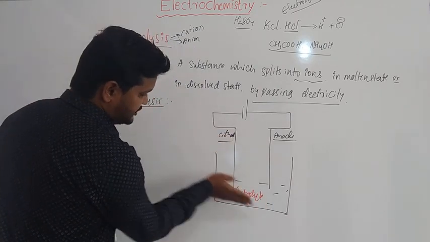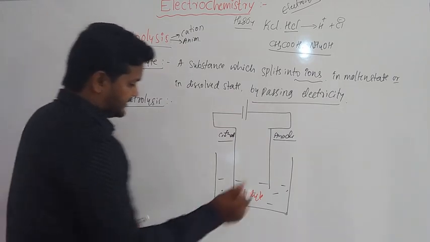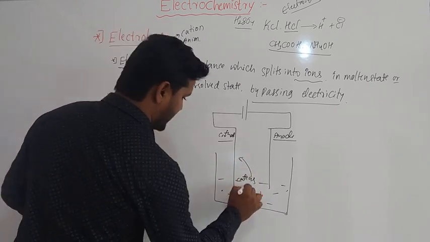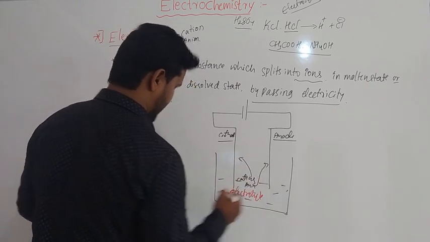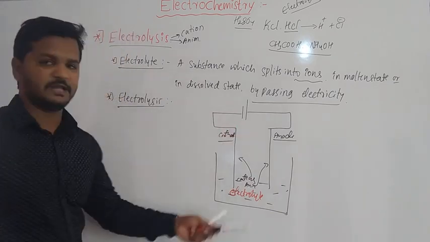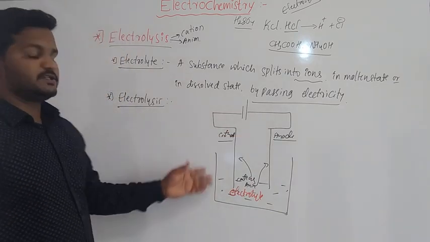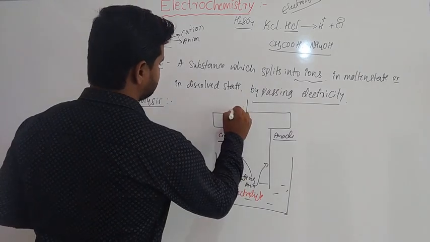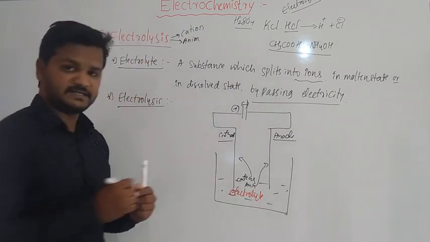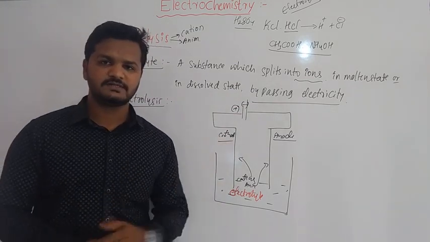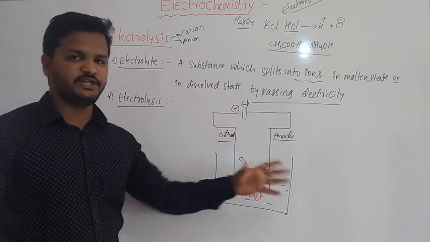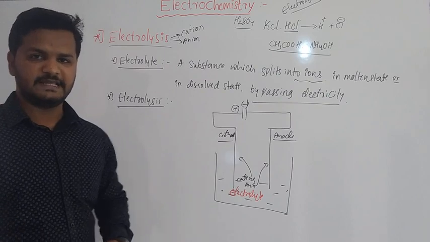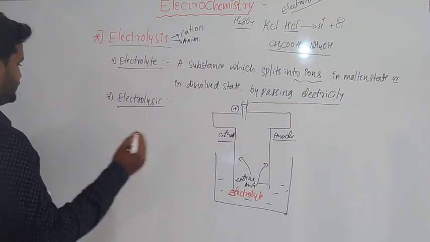On passing current to the electrolyte, cations move towards the cathode, anions move towards the anode. The process in which, on passing electricity, the electrolyte splits into ions and the ions are deposited at oppositely charged electrodes is called electrolysis. I will write here the definition for electrolysis.